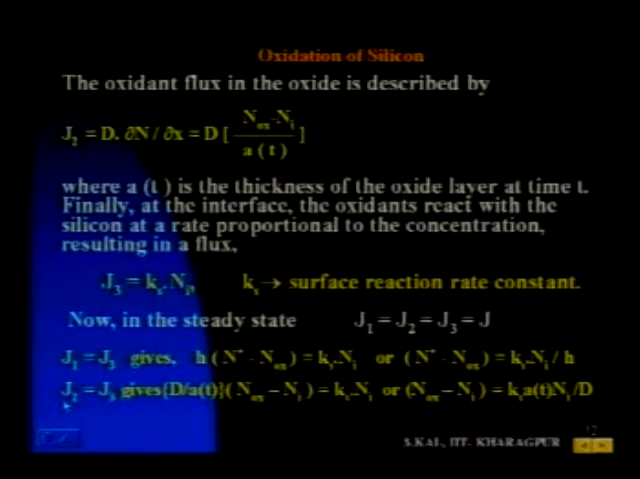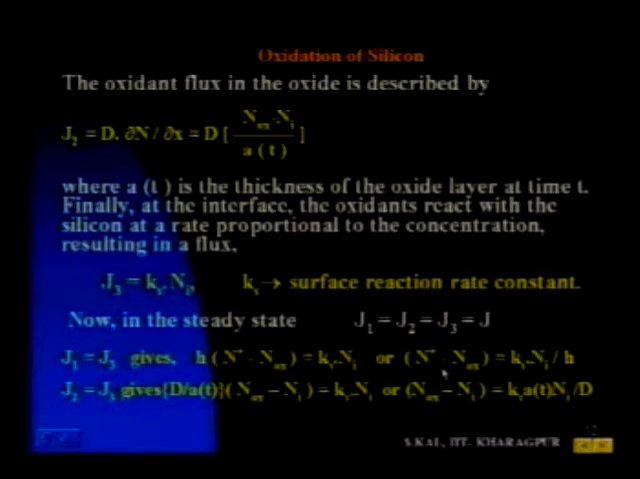Now if you write J2 equal to J3, because J1, J2, J3 all are equal, this will give you D divided by At into Nox minus Ni is equal to Ks into Ni, and from this relation you will get Nox minus Ni equal to Ks At Ni divided by D. Just some mathematical steps, nothing else.